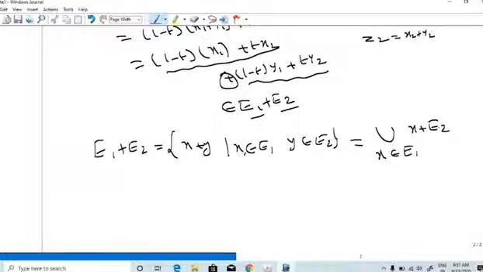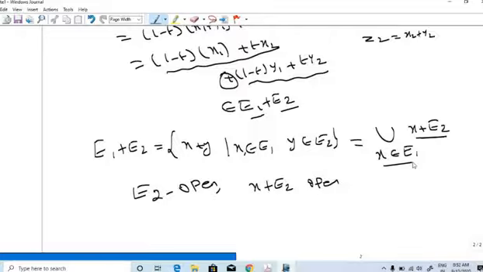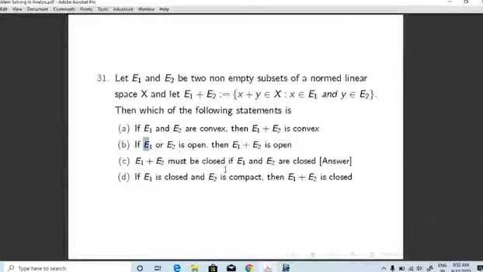So assume that E2 is open now. You can easily show that x plus E2 is also an open set. So this is nothing but an arbitrary union of open sets, because each x plus E2 is open. An arbitrary union of open sets is open. Therefore, E1 plus E2 is open. Otherwise, suppose E1 is open: we can write this as the union over all y in E2 of E1 plus y. Again, this is an open set, as an arbitrary union of open sets. Therefore, if either E1 is open or E2 is open, the sum is always open. That is also a correct statement.